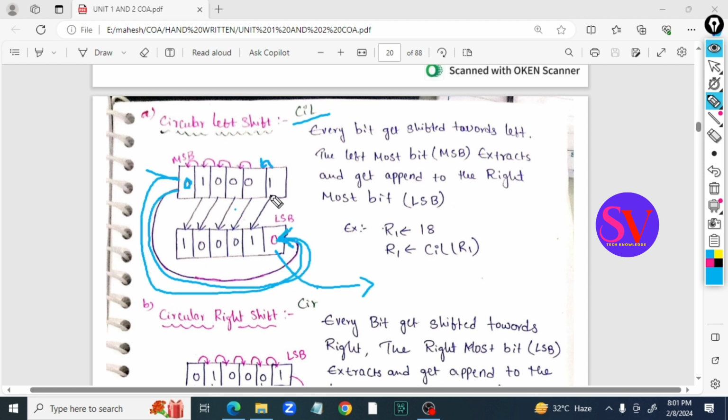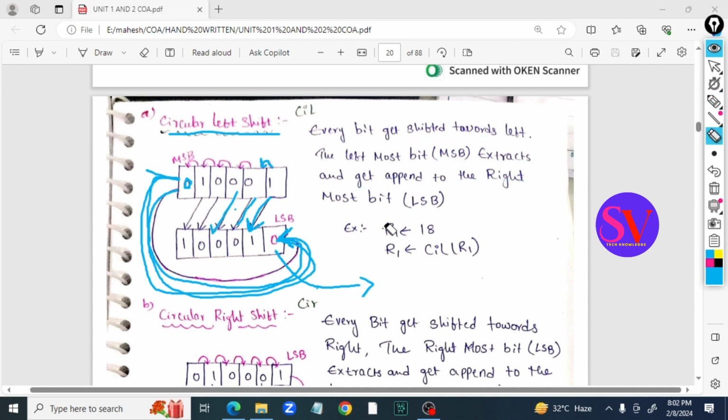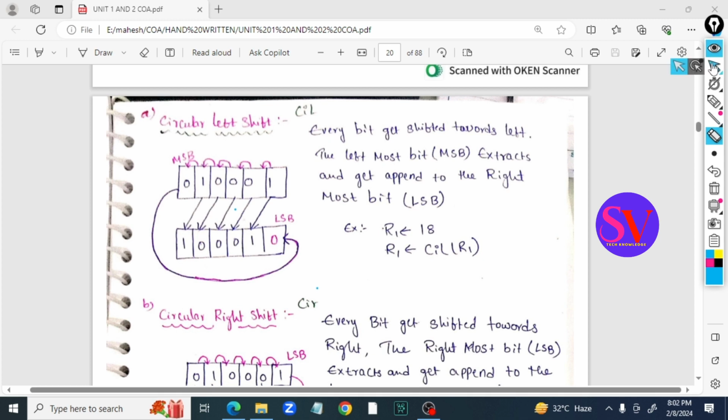Okay, so here every bit will be shifted one left side like this, and the MSB bit will be connected to the LSB bit, and this will form a circle shape. Okay, that's why this is called circular left shift. Every bit gets shifted towards left. The leftmost bit, the MSB, is assigned to the rightmost bit LSB. So this is the circular left shift operation, and it will be represented with CIL.